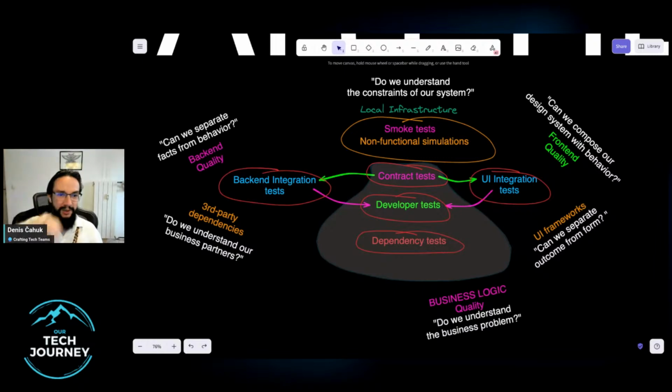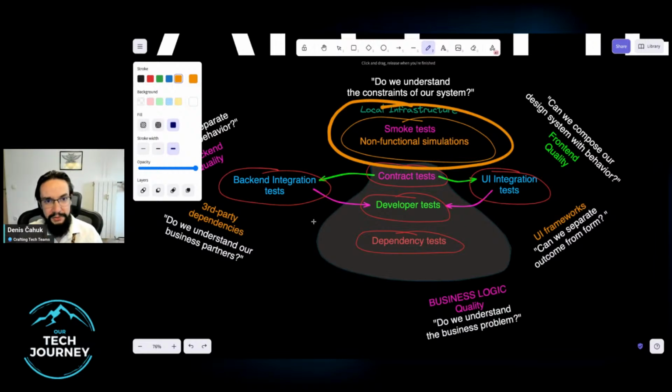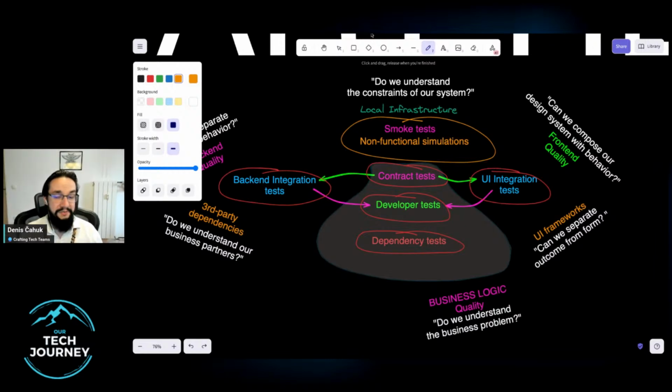So I like to start at the top here. At the top, I mentioned local infrastructure, right? So smoke tests and non-functional simulations. If you don't have tests, or if you're afraid that your system is just not test covered and you would like to start with something, smoke tests are amazing. Some part of smoke tests are also, if you make them a little bit more complex, a better word for them might be acceptance tests or a certain kind of BDD integration test.